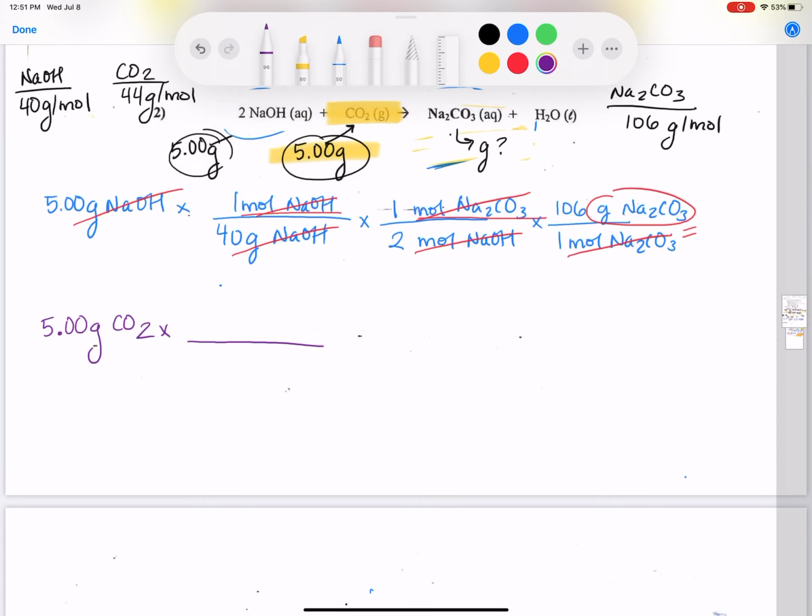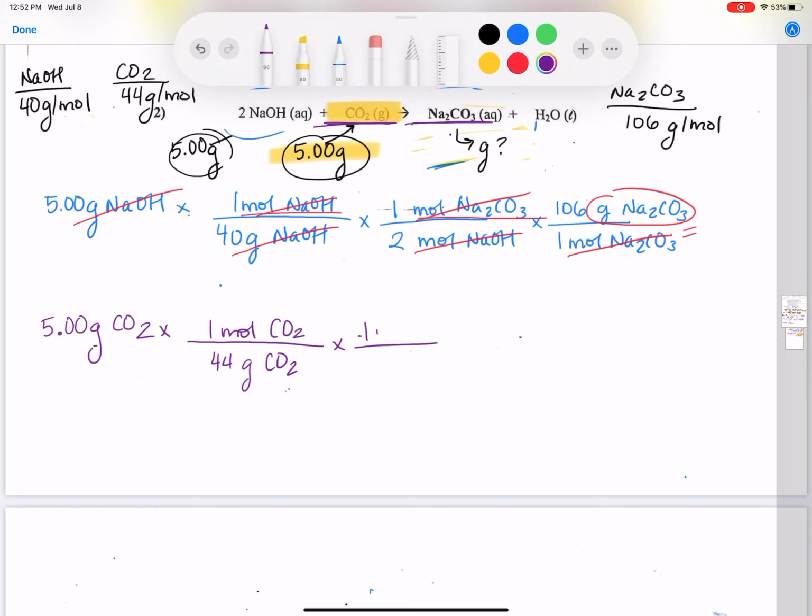My molar mass is always 1 mole of the element or the molecule, and every 1 mole of CO2 is always 44 grams of CO2 based on the data given with this problem. From here, I've canceled out grams of CO2, and I'm now in moles of CO2, and this is my opportunity to do mole ratio. The moles of CO2 from the balanced equation is 1. The moles of sodium carbonate from the balanced equation is 1. Remember, 1 is never written out.